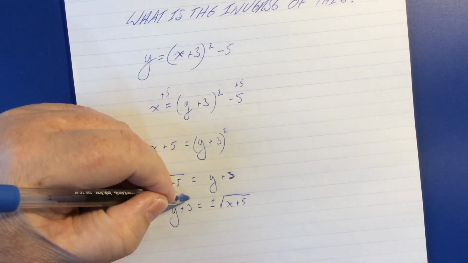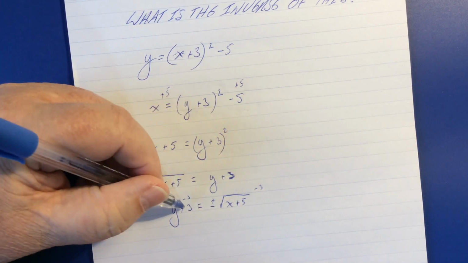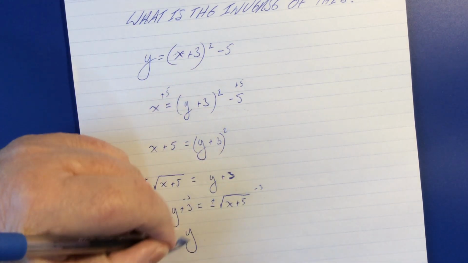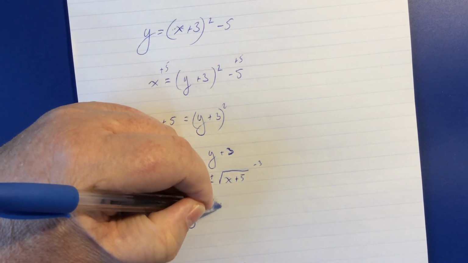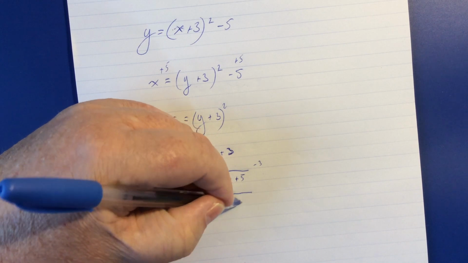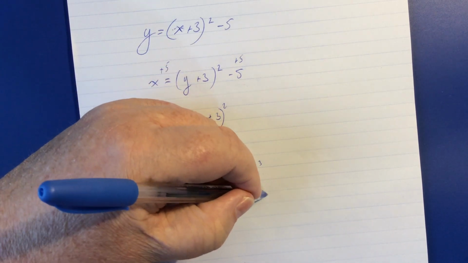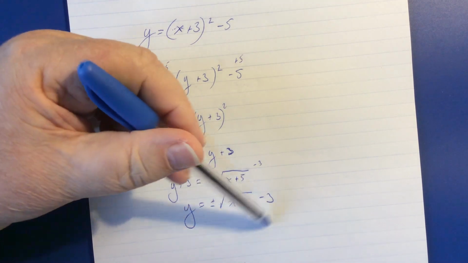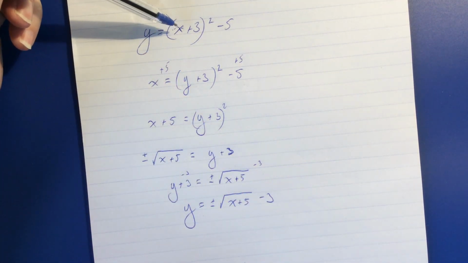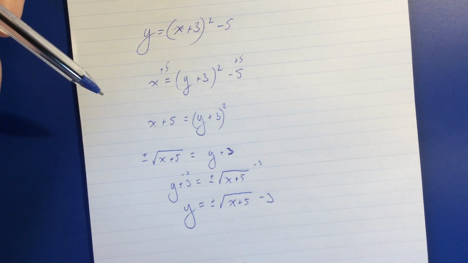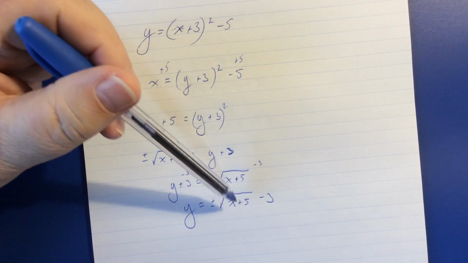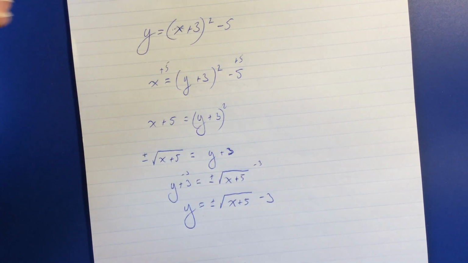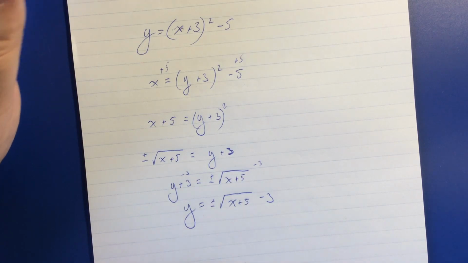Now, we have one more thing to do. We need to remove the 3 from here and place it over here. So that means that we wind up with y equals plus or minus the square root of x plus 5, minus 3. And this expression here is the inverse of this. You can test it, I guess you can graph it if you like, and you'll see that the graph of this and this are reflections in the line y equals x.